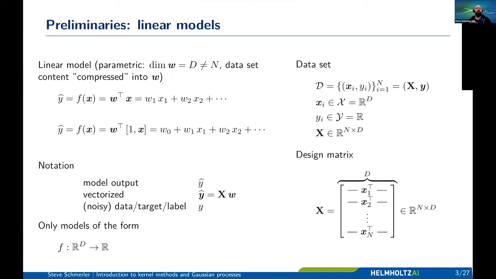We will only talk about models of the form where they map a vector in R^D to a scalar in R. The theory behind kernel methods and Gaussian processes is only for those models. I will talk about extensions of this later on. Also, for the sake of notation, we will use what's called a design matrix, where we put all our input points x as rows in a matrix of shape N by D, where N is the number of training data points that we have, and D is the dimension. Okay, that's just some notation.